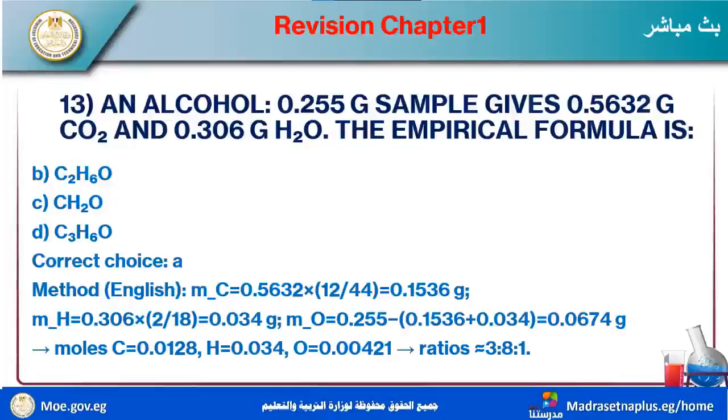Now you have oxygen, carbon and hydrogen in the components of the compound. So the ratio of carbon to hydrogen to oxygen is 3 to 8 to 1. So the carbon is 3, and this answer is C3H8O.